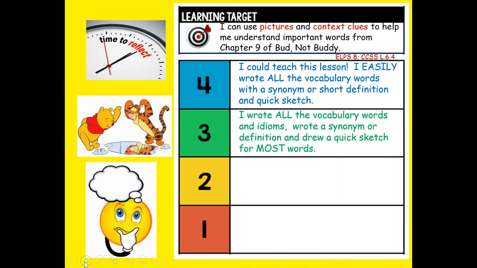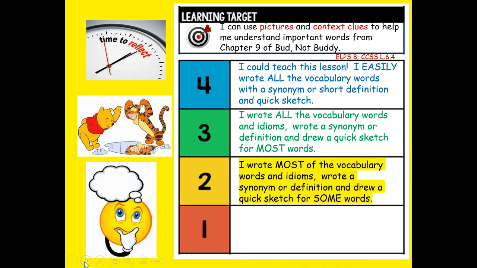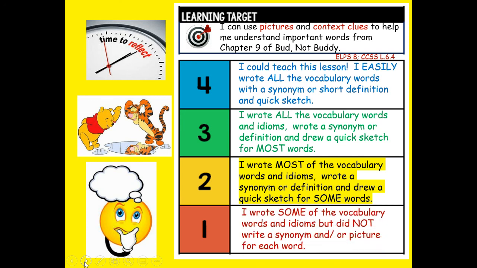Or would you give yourself a 3? I wrote all the vocabulary words and idioms and wrote a synonym or definition and drew a quick sketch for most of the words. Or 2, I wrote most of the vocabulary words and idioms and wrote a synonym and a definition and drew a quick sketch for some of the words. Or 1, I just wrote some of the vocabulary words but did not write a synonym and or picture for each word. So how do you think you did on a scale of 1 to 4?